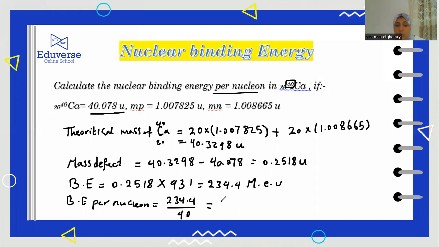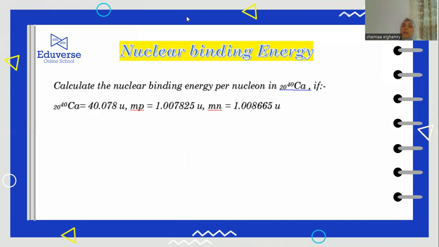So I'm going to divide by 40 on my calculator. So the result will be 5.86 million electron volt. So each nucleon has energy or binding energy 5.86 million electron volt. So the nucleons are what? The number of particles which are found inside the nucleus, even if they are proton or neutron.